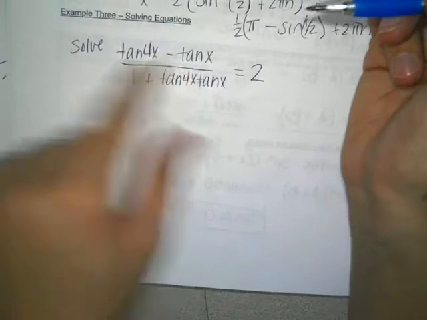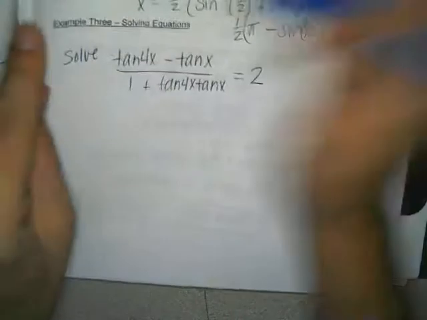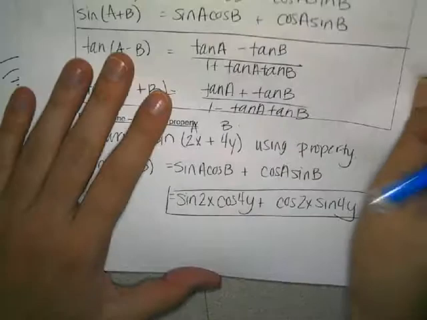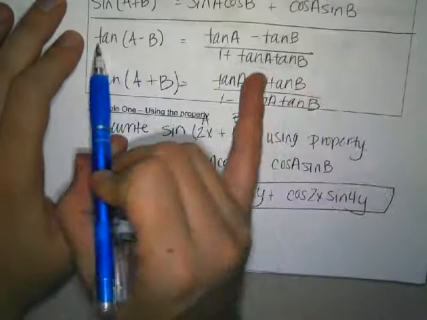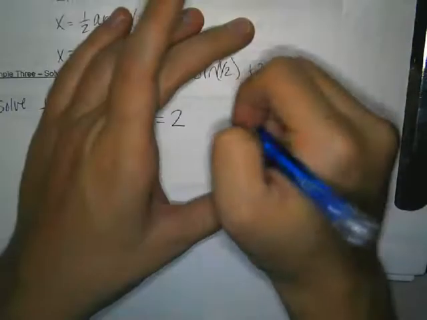So I'm looking for the tangent property that has the subtraction sign on the top and the addition sign on the bottom. We'll just make sure that it matches that pattern, tan of A minus tan of B over 1 plus tan A tan B. That's the pattern I have. And it looks like, did I put plus? It looks like it fits this first tangent property. So again, just to practice here, I'm going to rewrite this tangent property off to the side.